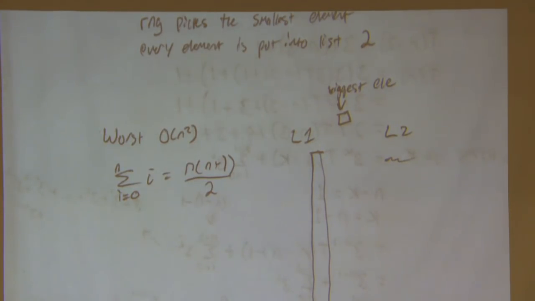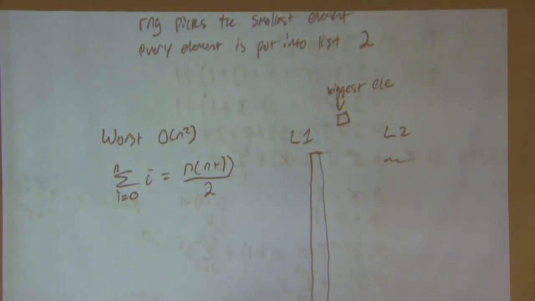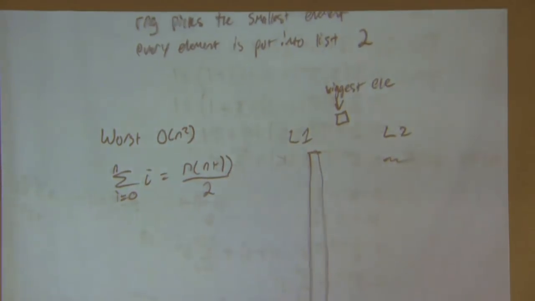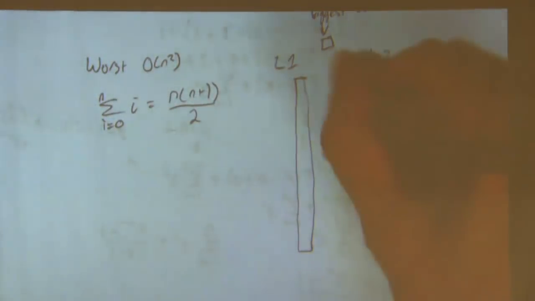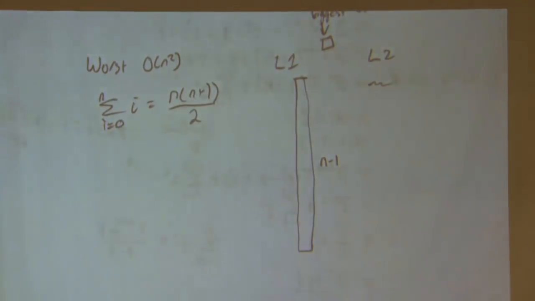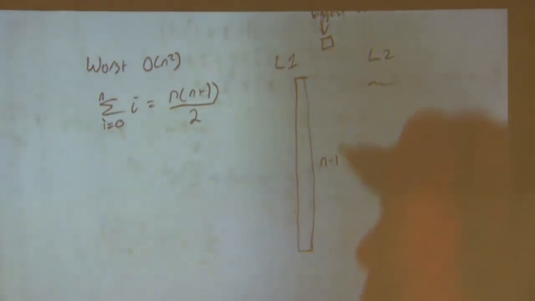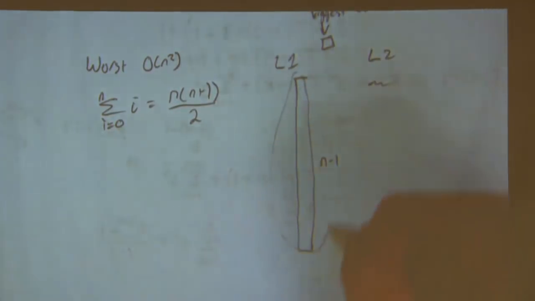Okay, for the worst case? Okay, so if our random number generator picks the largest element, we're going to go through and compare it to everything in this list and end up with a list 1 that's of size n minus 1 because we picked the biggest element, and so everything smaller went to the left list, and then a list 2 that's completely empty, right? And then we restart the algorithm again with just this list right here.